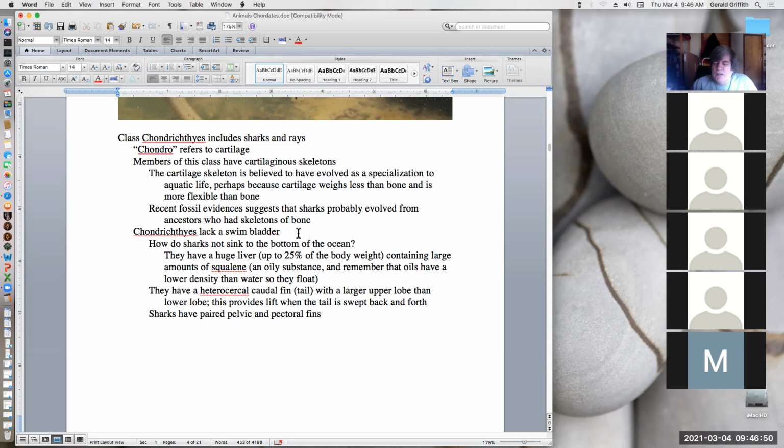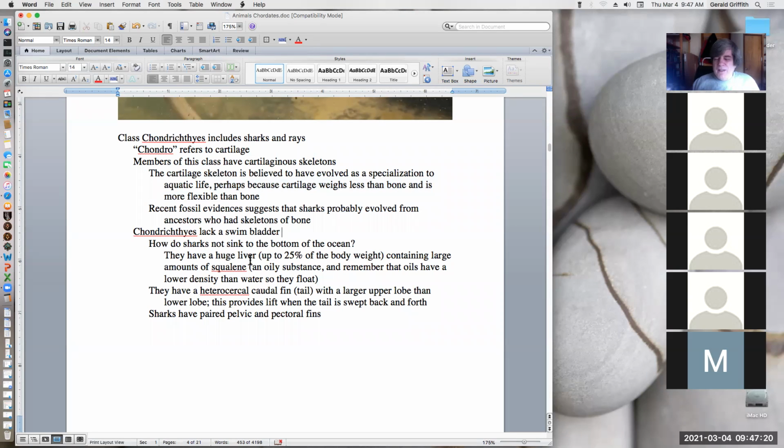But for now, just think of a swim bladder as being like an inner tube. And most fish that aren't chondrichthyes have a swim bladder. And like an inner tube, this swim bladder is filled with air. So the swim bladder helps them float. And they can adjust their height in a column of water by moving air into the swim bladder or moving air out. If they pump more air into the swim bladder, they rise higher in the water. If they pump air out, they sink lower.